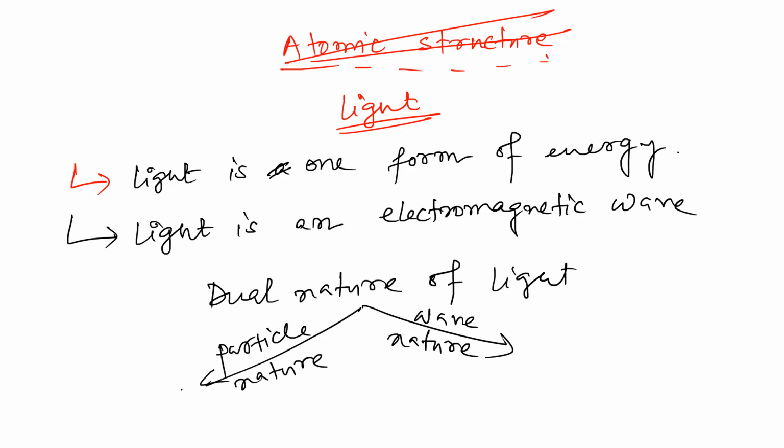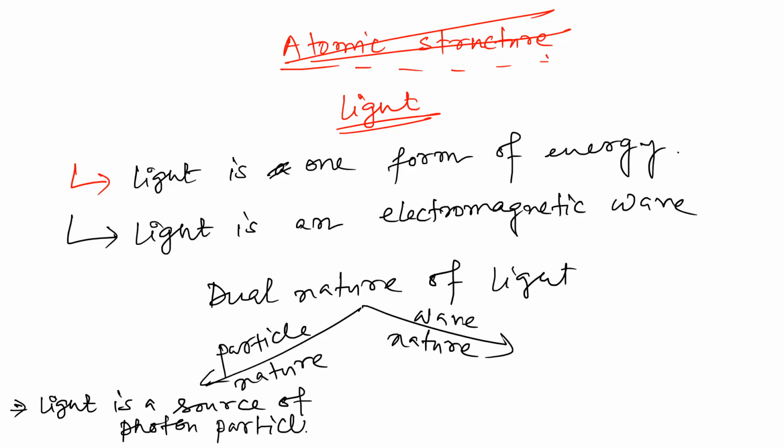Okay? Whenever we are assuming that light is a kind of particle, that means light is a source of photon particles.